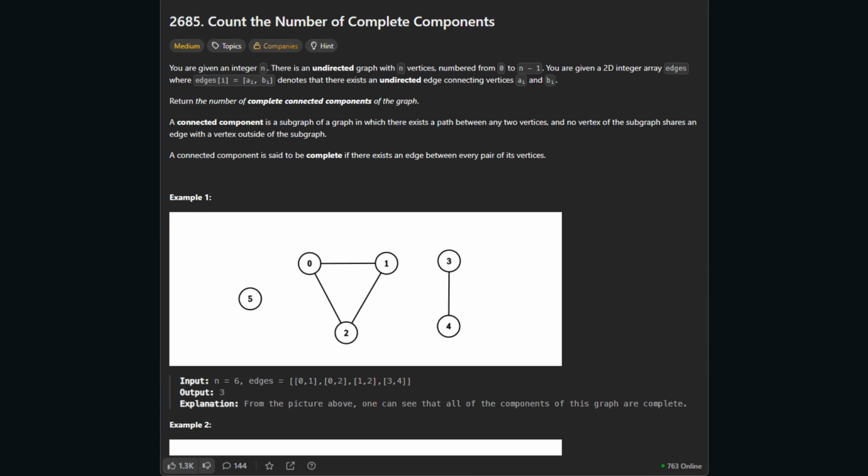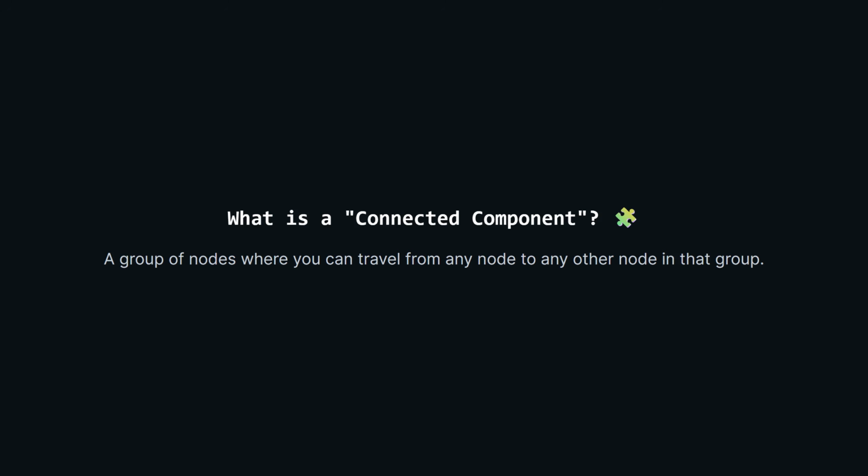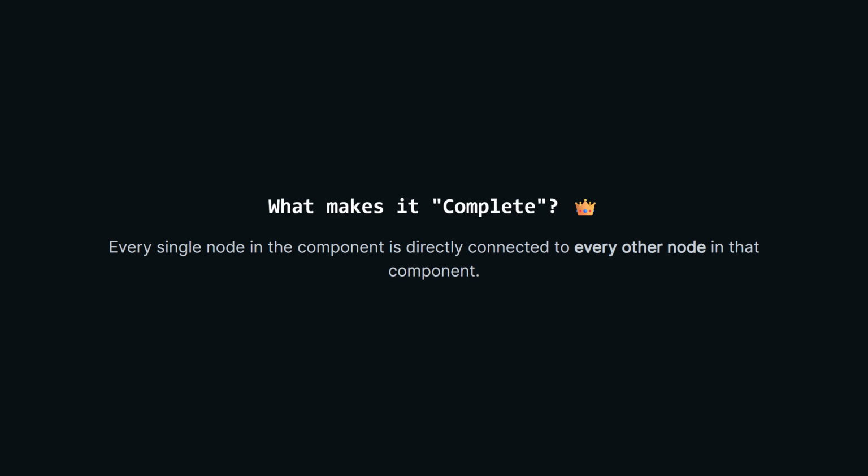Here is the problem page itself. It can look a bit dense with all the graph terminology, so let's break it down visually. In simple terms, a graph is just a collection of dots, which we call vertices or nodes, and lines connecting those dots, which we call edges. A connected component is basically an isolated island of these nodes. If you land on any node in the island, you can follow the edges to reach any other node in that same island.